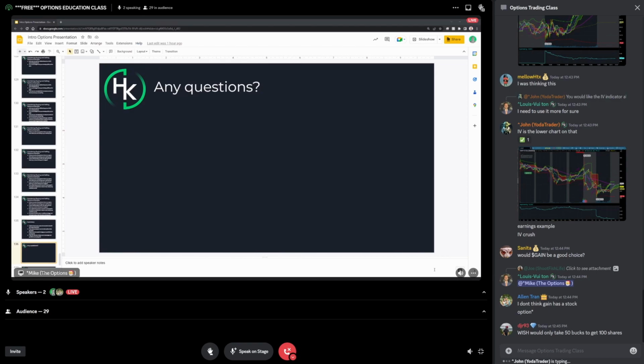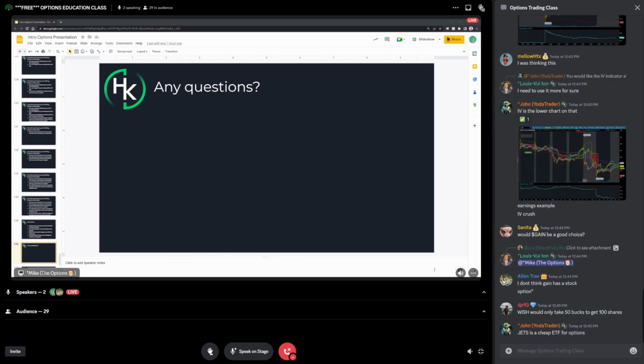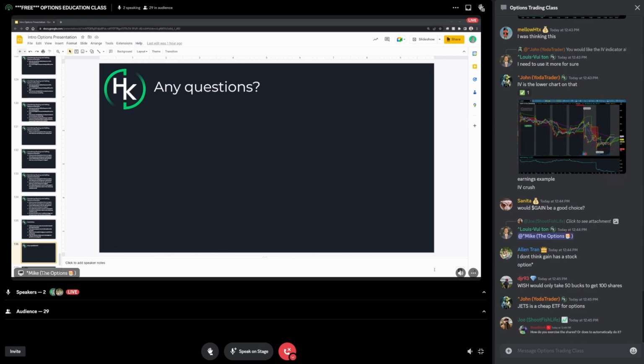If you see an option contract and the bid is like 5 cents and the ask is like 50 cents, it's super wide. Do not trade that option because you're instantly going to be losing money. You're literally going to be candy for the market makers trading those options with you, because if you buy an option for $50 and the bid is 5 cents, you're instantly down $45.